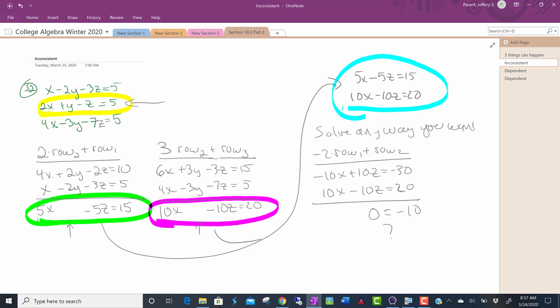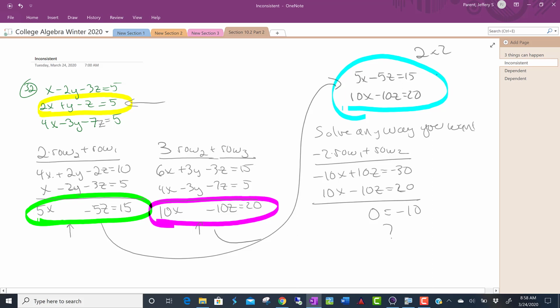I was trying to get rid of the y from both equations because now this gives me a nice 2 by 2 system of equations, and I can solve this any way I want. I could graph this on my graphing calculator, I could use the addition method, or I could use substitution method.